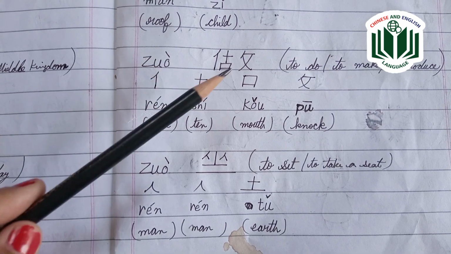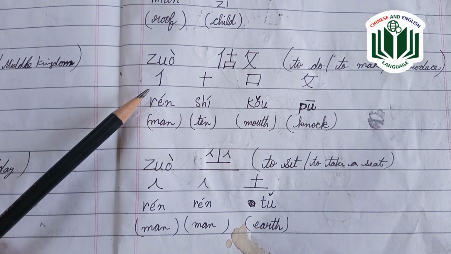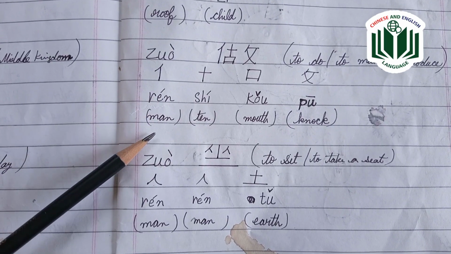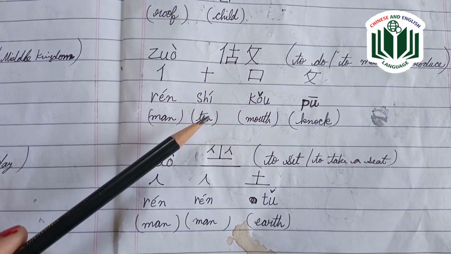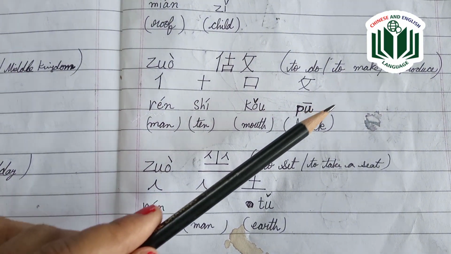Zuò. Zuò means to do, to make, to produce. It has the radicals. Rén means man. Shì means stand. Kǒu means mouth. Kòu means knock.